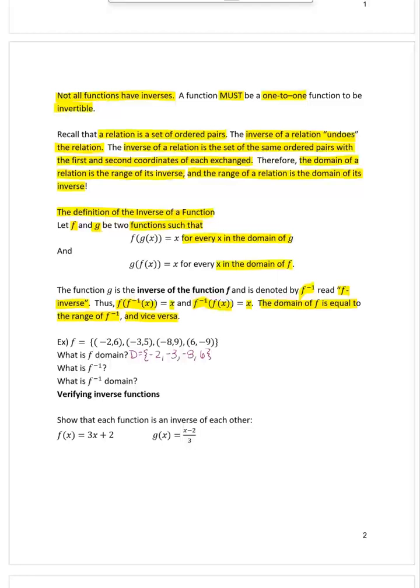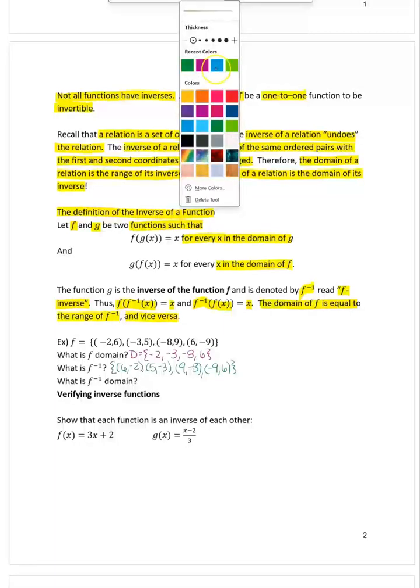Now we're going to find f inverse. Now remember, when we find f inverse, all we do is we switch the x's and the y's. So switch these. It's going to be 6, -2. That's really just as hard as it is, okay? 5, -3. 9, -8. So that's our f inverse, right? We just switch our x's and our y's.